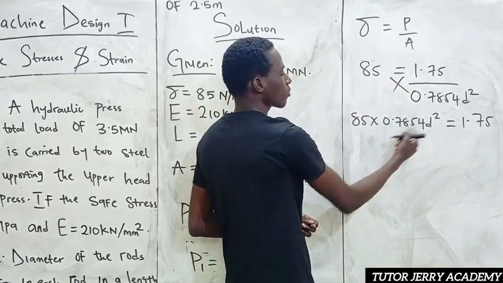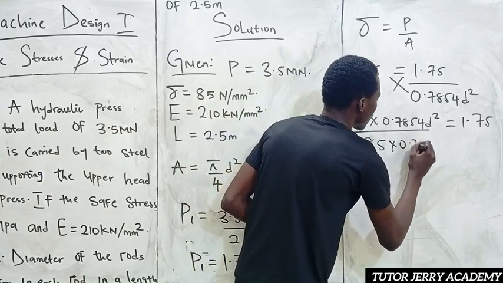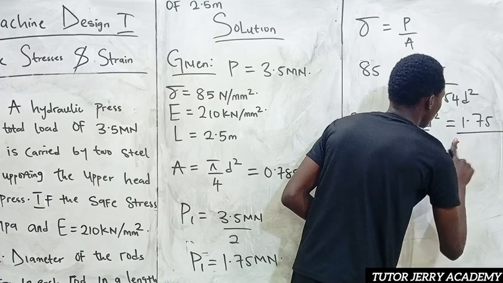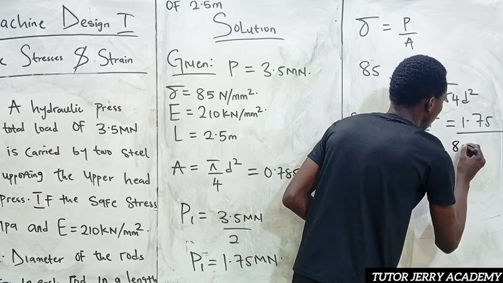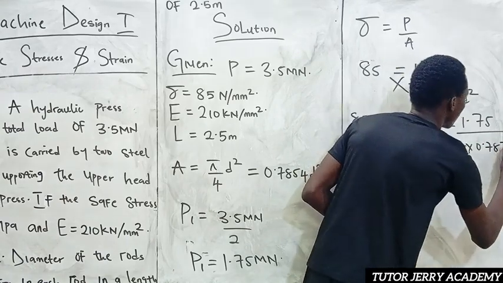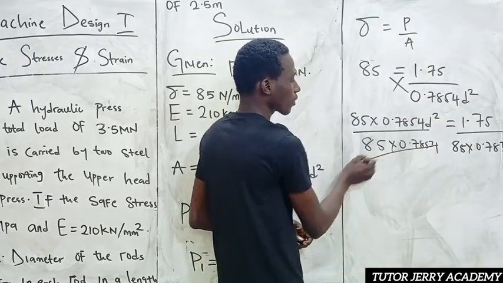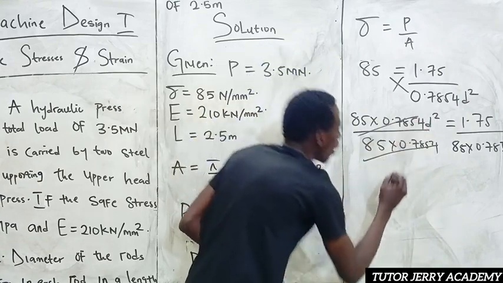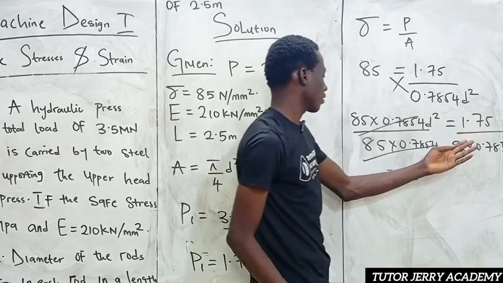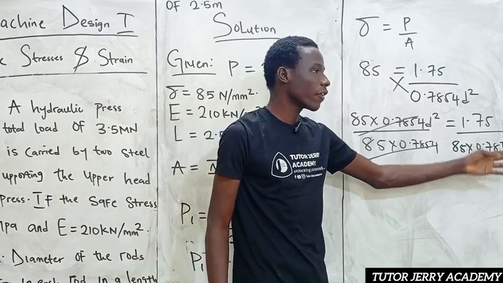If we divide both sides by the coefficient of d squared, we are going to be having 85 multiplied by 0.7854 all over 85 multiplied by 0.7854. So this is what we have. Of course, you agree with me that this can go with this, and we are left with d squared, which will be equal to 1.75 all over 85 times 0.7854.